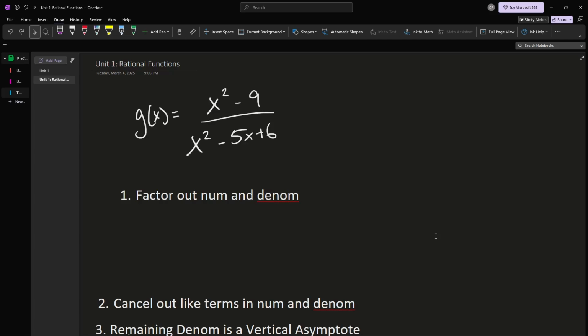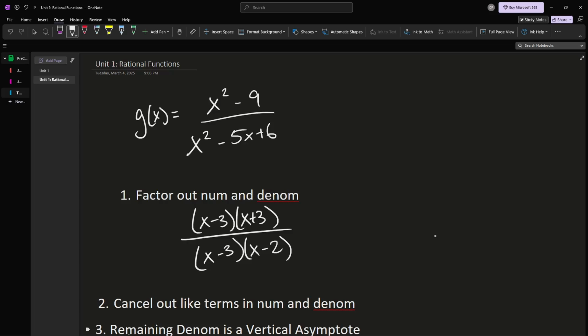So step number 1, we want to factor out the numerator and denominator. Same thing as polynomial functions. We just want to factor it out and get to a point where you can find when it equals 0, both the numerator and denominator. So factoring it out, I have x minus 3, x plus 3, divided by x minus 3, x minus 2. We see it's all factored out.